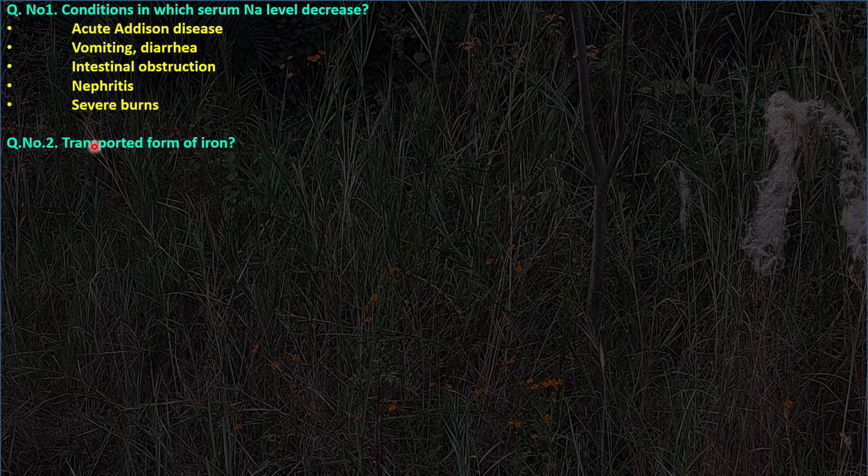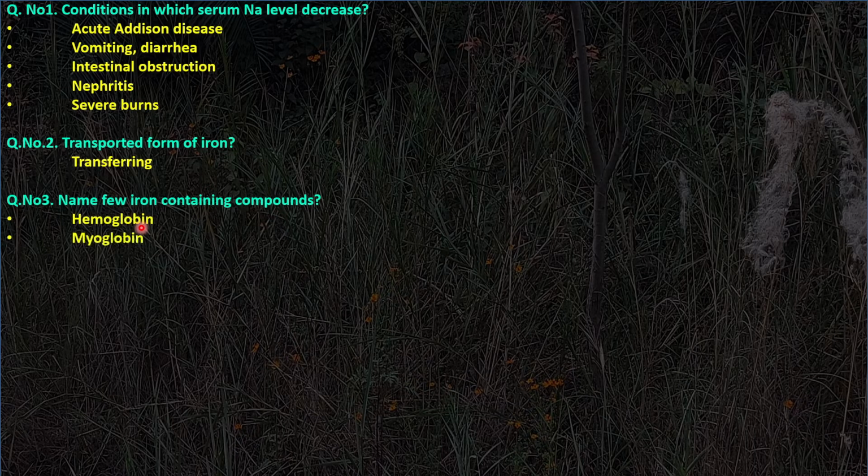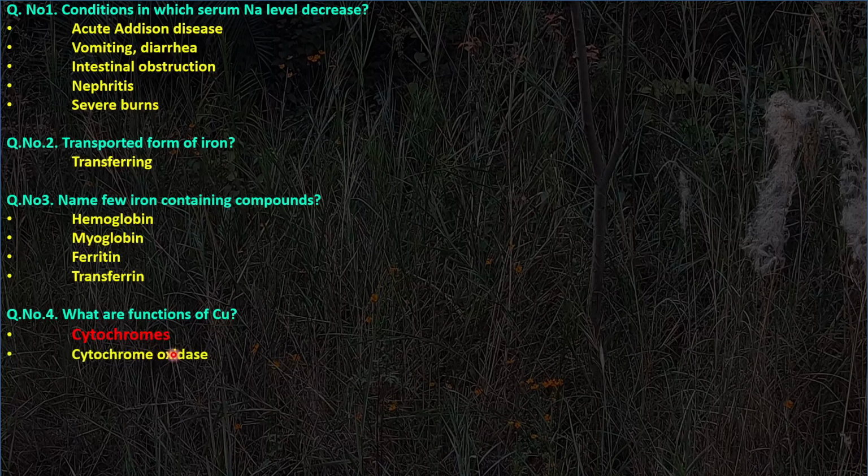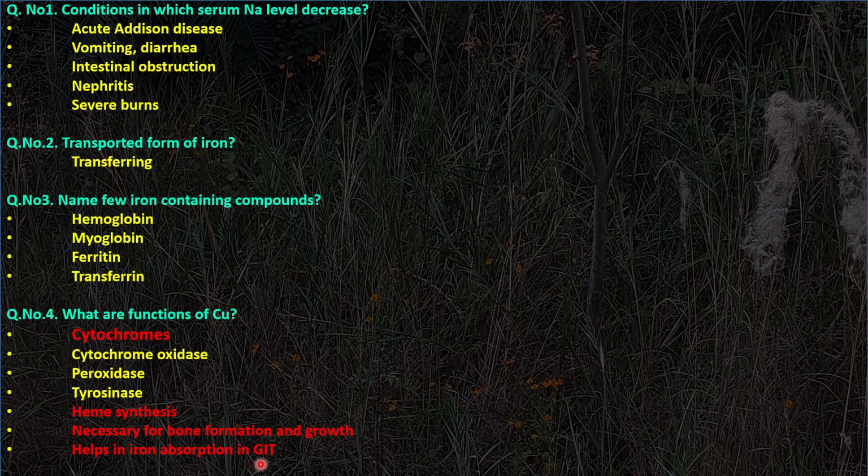The transported form of iron is transferrin. Very important question it is. Name a few iron containing compounds: hemoglobin, myoglobin, ferritin, transferrin. What are the functions of copper? Copper is present in different cytochromes, including cytochrome oxidase, peroxidase, tyrosinase, and has some other important functions including heme synthesis, necessary for bone formation and growth, and helps in iron absorption in the GIT.